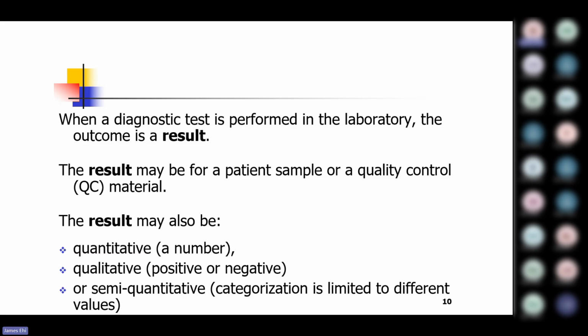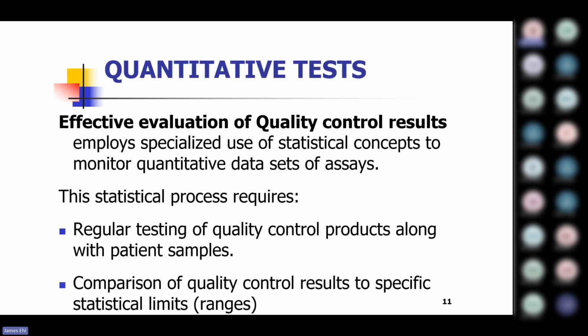They are all results. Results usually come in 3 different formats. They could be quantitative, where a numerical value is attached and speaks a lot about the condition of the person. The result could also be qualitative, especially where we report them as positive or negative, that is being reactive or non-reactive to certain antigen or antibody. Or sometimes the result may be semi-quantitative, where categorization of the result is limited to certain values. For instance, you're dealing with high risk, low risk, medium risk, things like troponin T. Those are some examples of semi-quantitative. For quantitative tests, effective evaluation of the quality control result employs specialized use of statistical concepts to monitor quantitative data sets of assay.